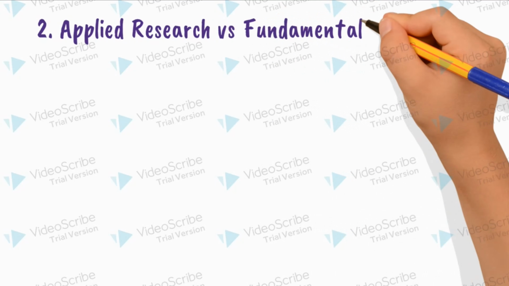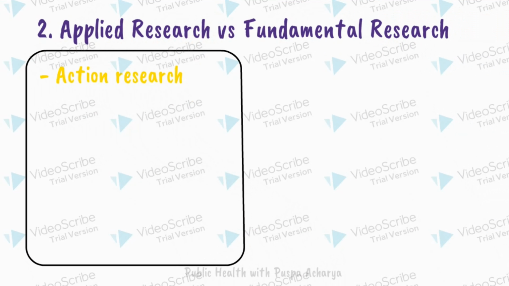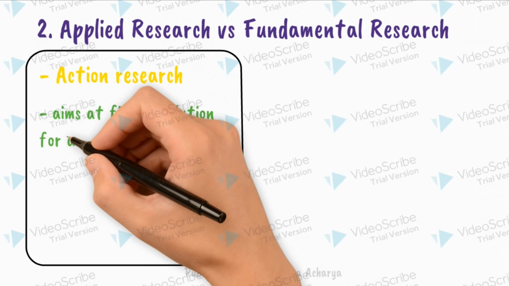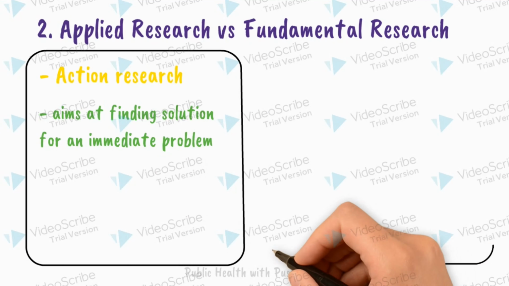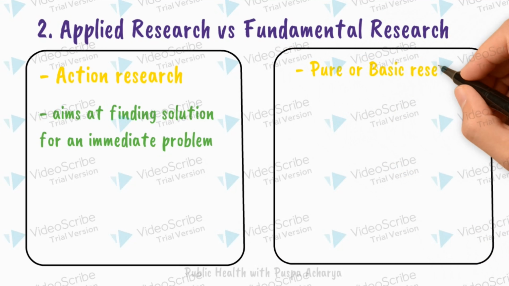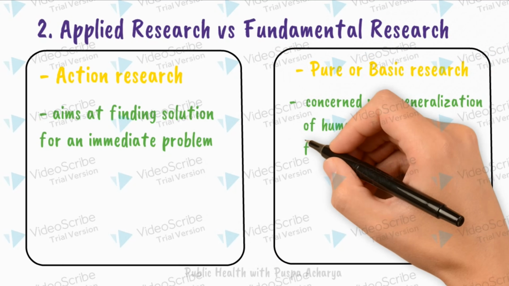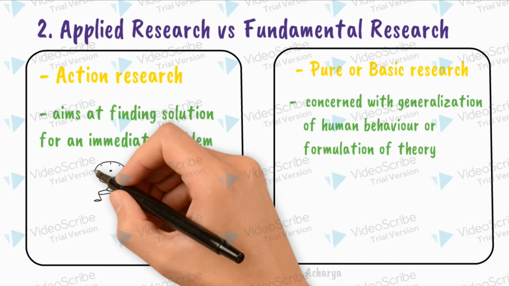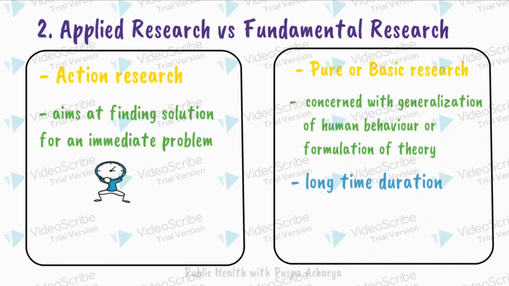Now let's compare applied research versus fundamental research. Applied research is also known as action research, which aims at finding a solution for an immediate problem faced by a society or an organization. Whereas fundamental research is also known as pure or basic research, which is usually concerned with generalization of human behavior or formulation of theory. Applied research can be conducted in a shorter time duration, whereas fundamental research takes a longer time period than applied research.